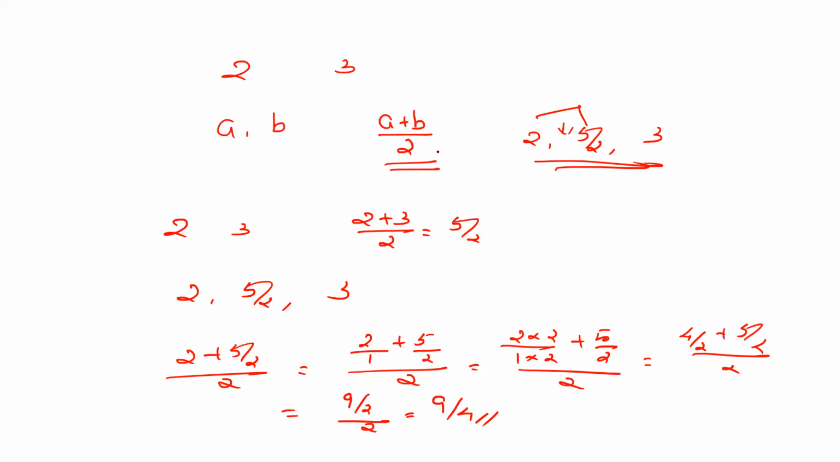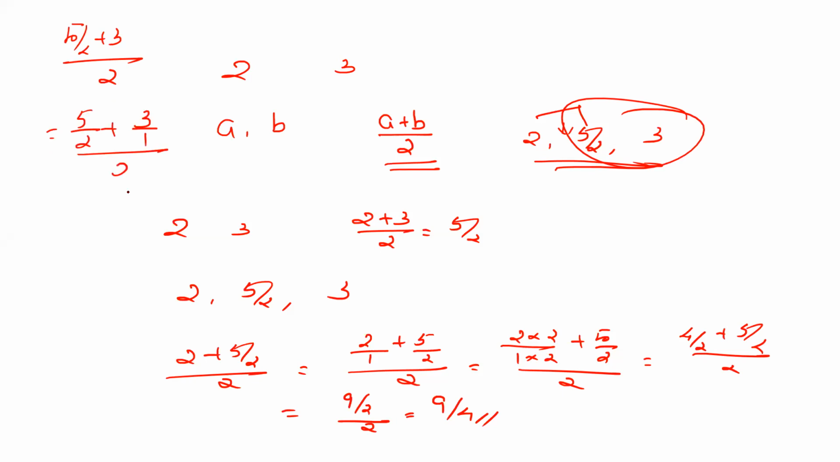Now between 5 by 2 and 3 there is another. 5 by 2 and 3 means we write (5 by 2 plus 3 by 1) by 2. Taking LCM 2, the denominator should be made 2, so multiply 3 above and below by 2. So 5 plus 6 by 2, that is 11 by 2 by 2. What is the answer? 11 by 4.